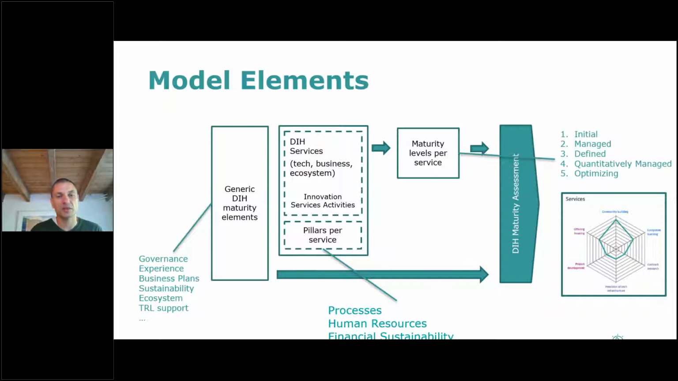And on top of that, we identified per service 3 major pillars. So looking at the maturity of the processes you have designed to deliver the services, looking at the human resources you use to deliver the services, and the financial sustainability associated with the specific innovation service. So this generates basically a long survey that's being programmed in the SmartAgriHubs innovation portal, and that generates this type of profile. So that is in a nutshell how the maturity model works.